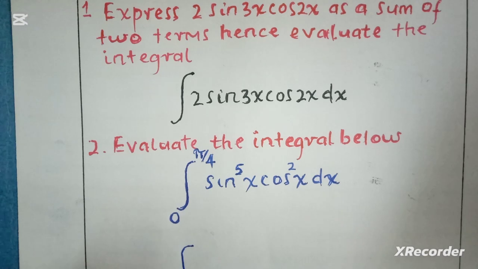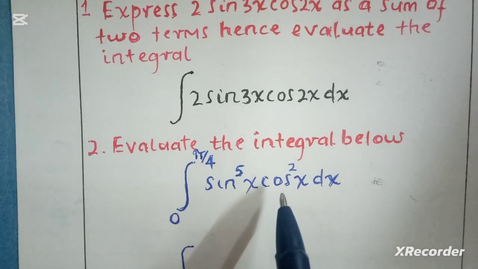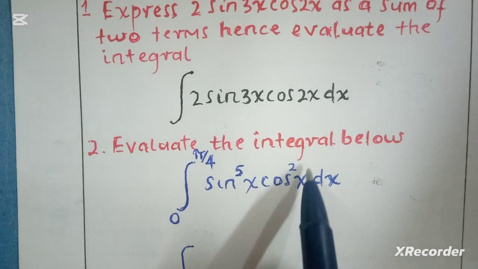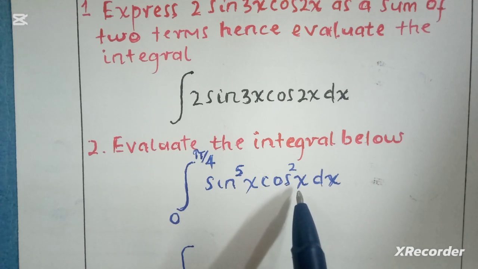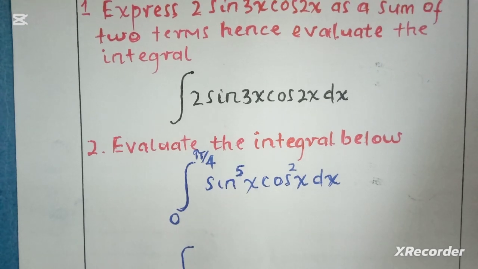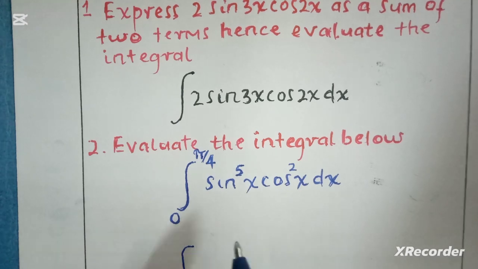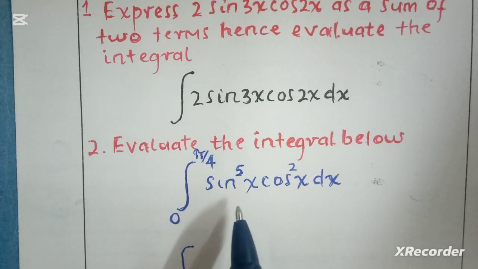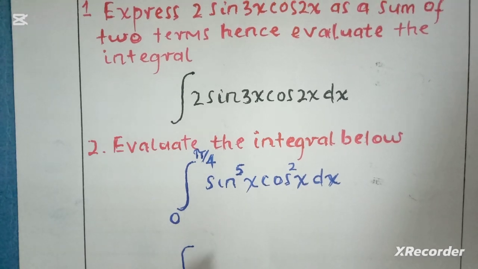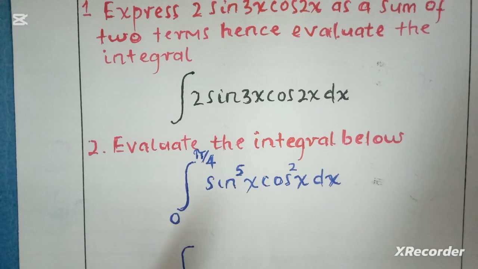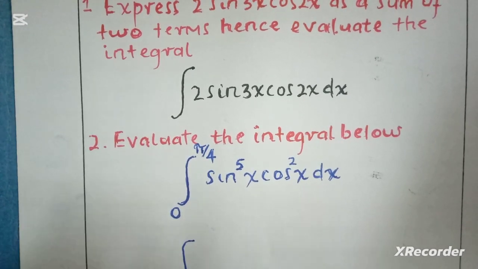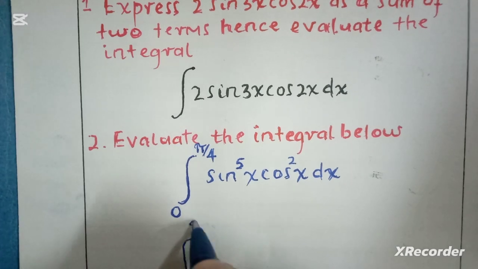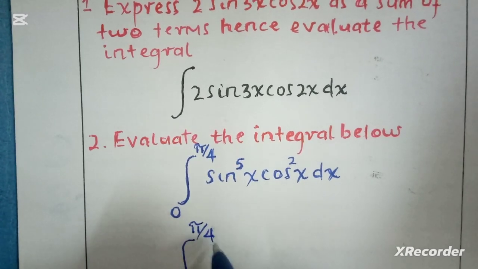What I will do guys is that because we are going to substitute u equals cos x, we are going to do this question in such a manner that almost everything will be left as cos. So let's see what we shall do. So integral from 0 to pi over 4, like that.